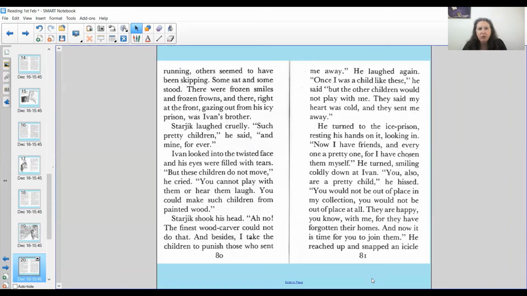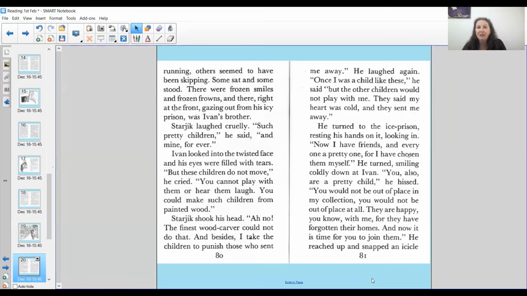Starjik laughed cruelly. "Such pretty children," he said. "And mine forever." Ivan looked into the twisted face, and his eyes were filled with tears. "But these children do not move," he cried. "You cannot play with them or hear them laugh. You could make such children from painted wood." Starjik said, "Oh, no. The finest wood carver could not do that. And besides, I take the children to punish those who sent me away."